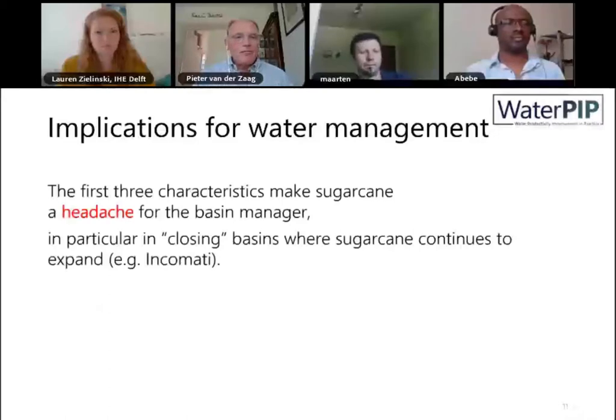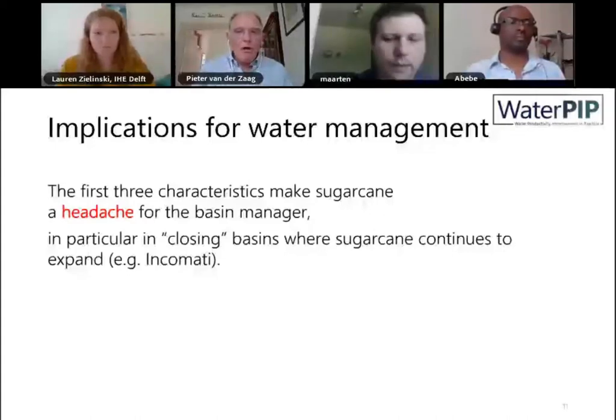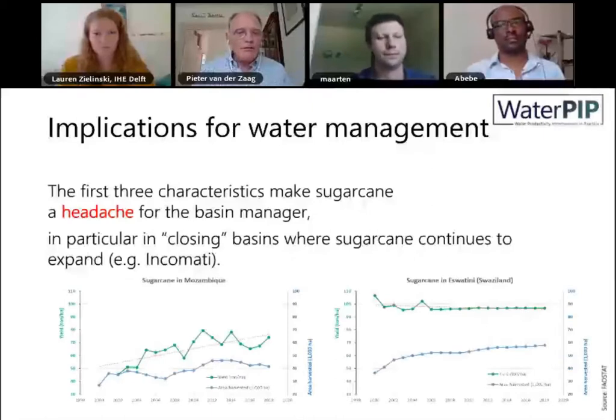Okay, implications for water management. The first 3 characteristics that I mentioned make sugarcane a headache for the basin manager, in particular in closing basins where sugarcane continues to expand, and because it fixes the water requirements even in dry years.